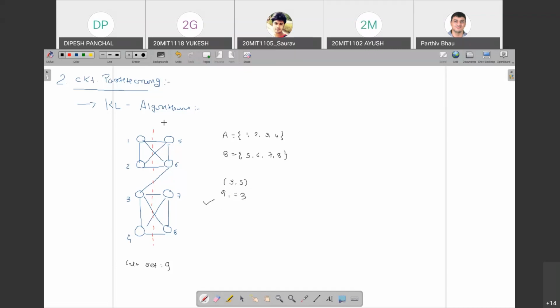So what we have to do is sketch this graph again. If we interchange 3 and 5, can anyone tell me how many cut sets? Sir, 6. Yes, 6 is correct. This is my new partition.